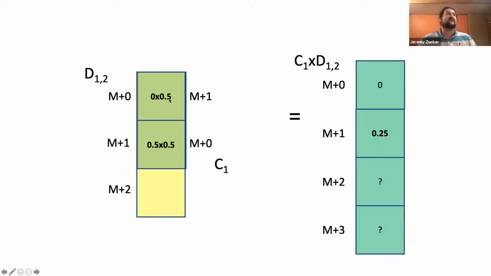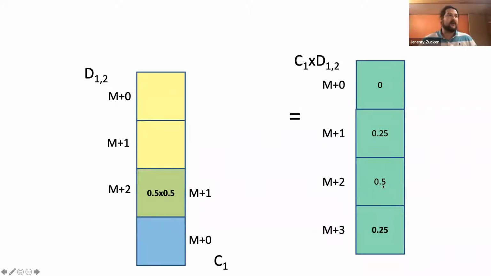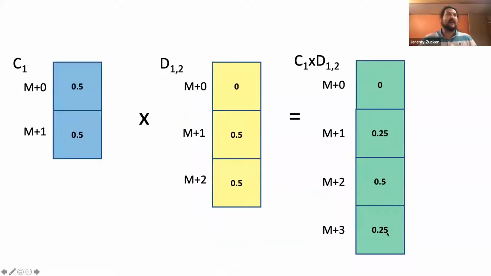And this is 0, so when you add that, it's still 0.25. When you flip down again, then the M plus 1 position times the M plus 1 position is 0.5 times 0.5, which is 0.25. And then this is also 0.25, so you end up getting 0.5 total. And then lastly, 0.5 times 0.5 is just 0.25. And now we have calculated C1 convolved with D12.